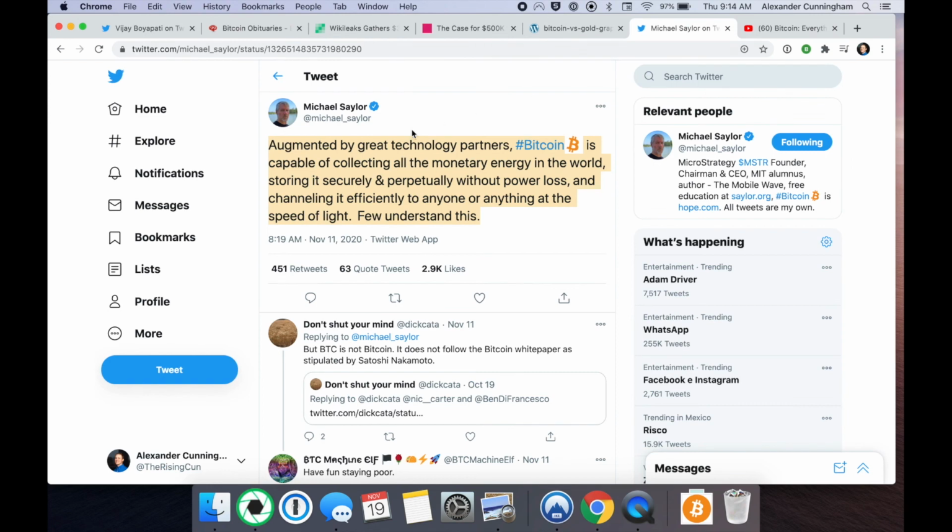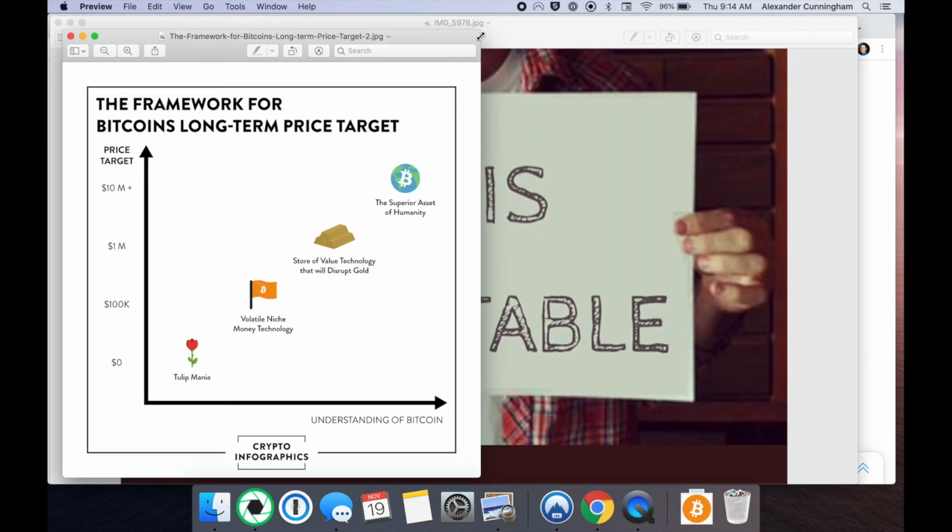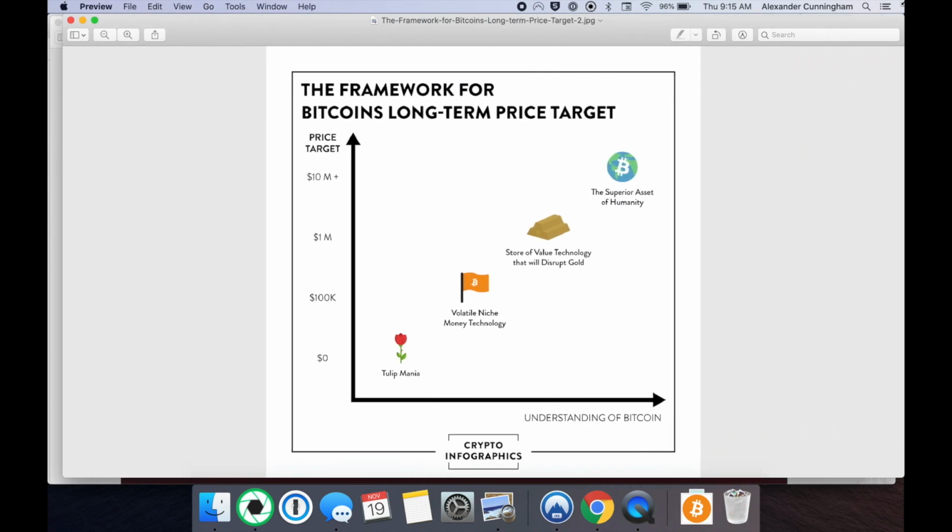And Michael Saylor does a good job of explaining it, as always. Augmented by great technology partners, Bitcoin is capable of collecting all the monetary energy in the world and storing it securely and perpetually without power loss and channeling it efficiently to anyone or anything at the speed of light. Few understand this indeed. So let's go back to the infographic.